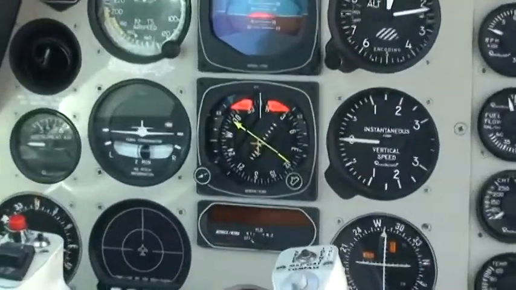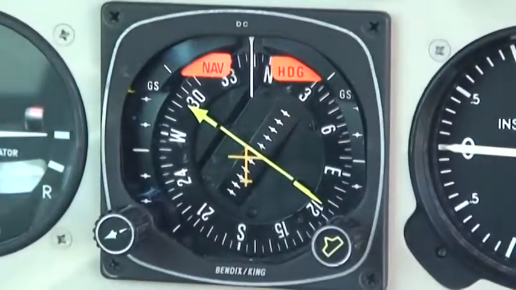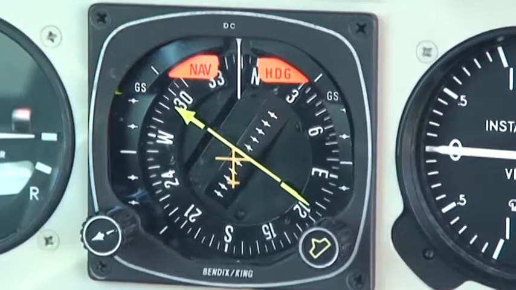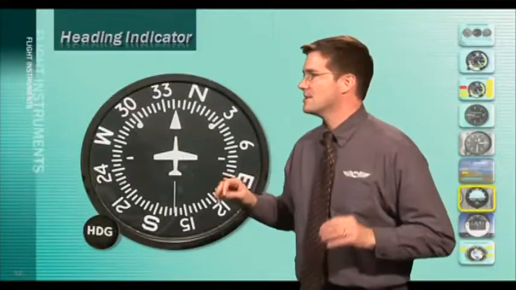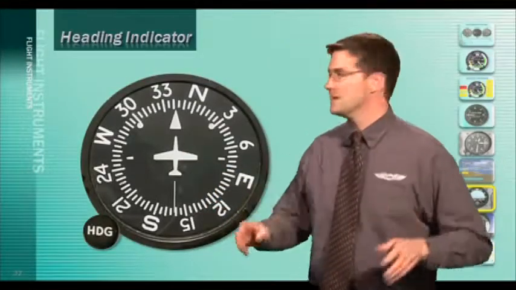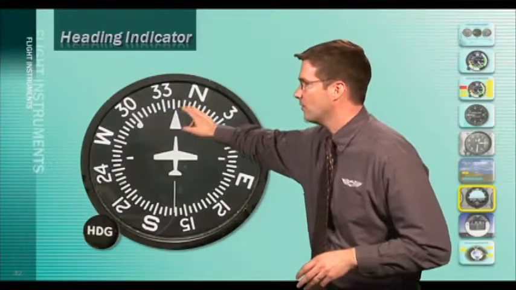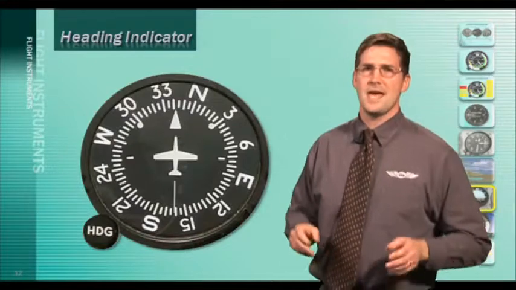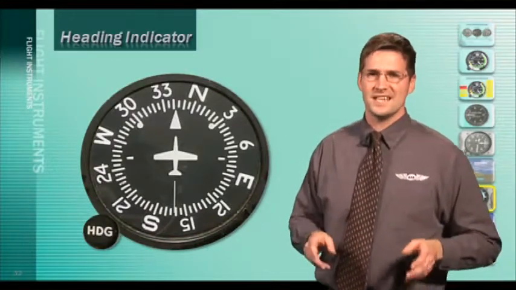The last gyro instrument is the heading indicator, also called a directional gyro or a DG. Now it appears similar to a compass, and it shows the direction the aircraft is heading. In this case, we're flying 341 degrees. You can see that right here. However, it's important to understand the term heading is synonymous with pointing in this case.